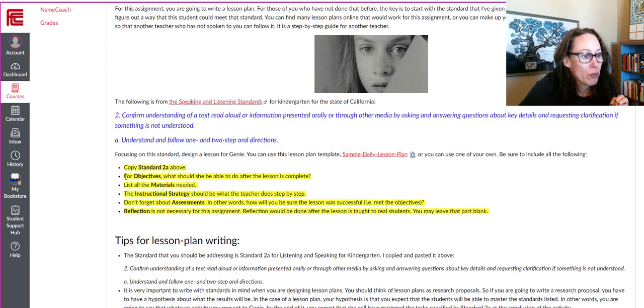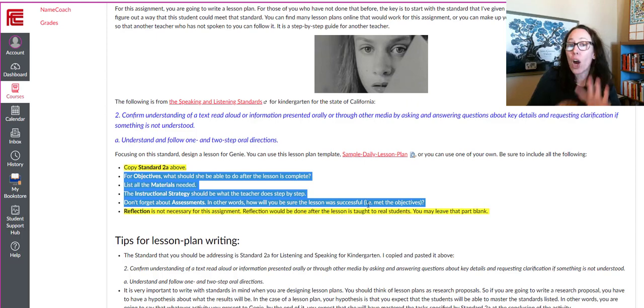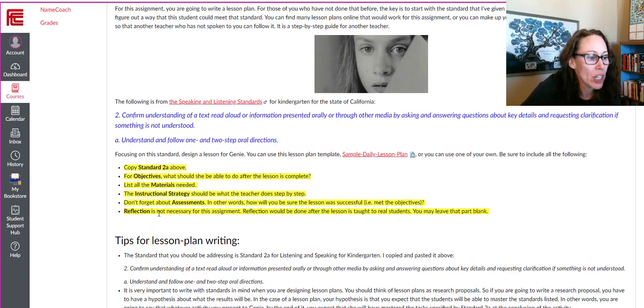And then for the objectives, the materials, the instructional strategy, and the assessments, that part you are going to write. So that's the part that you are going to come up with. What is she going to learn? What are you going to need to do? What are the different steps? And then how are you going to do some kind of a test at the end to see if she did learn?